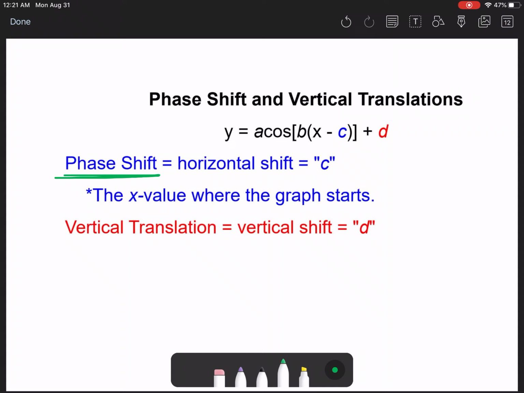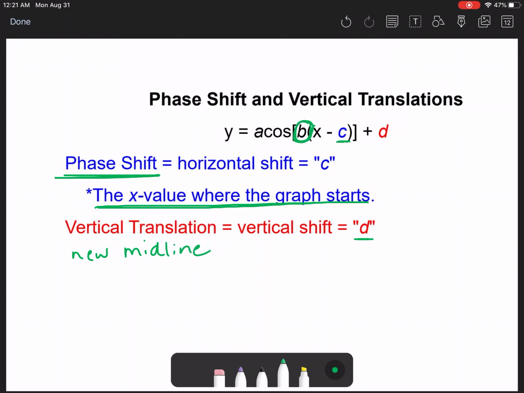That is represented by C. Now, notice in this, B is factored out. Okay, and we'll talk about that again in a little, but you got to make sure that B is factored out. Basically, this is telling you, C, it's telling you the X value where the graph starts. So horizontally speaking, where am I going to see that first point in the period that I'm talking about of my curve? And then vertical translation, your vertical shift, this is D. Also, this represents our new, I'll call it new midline.